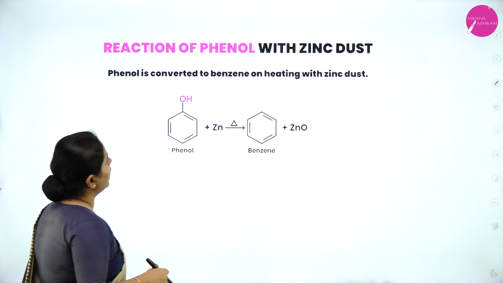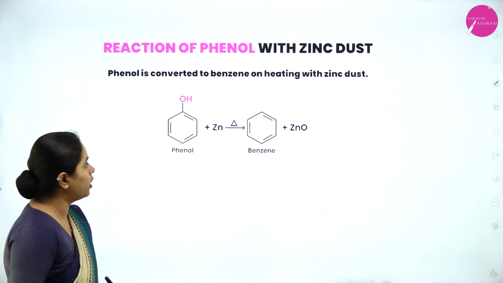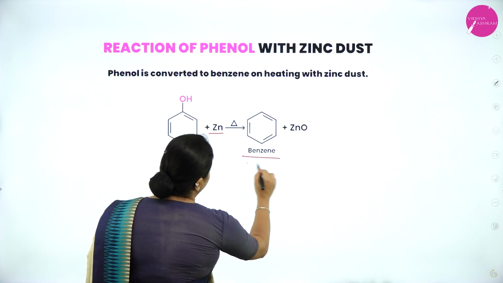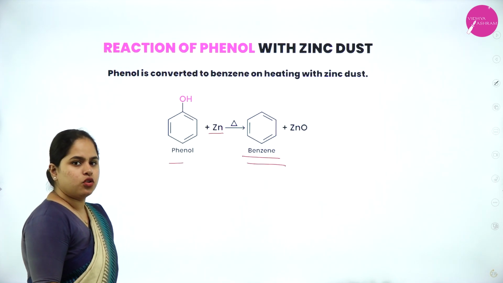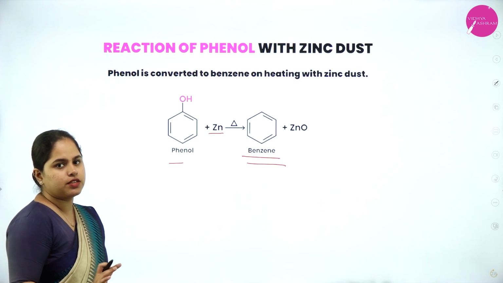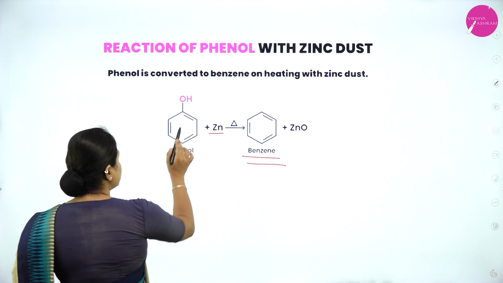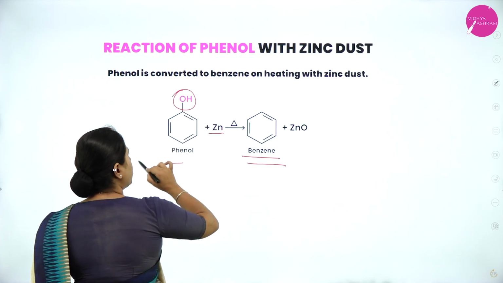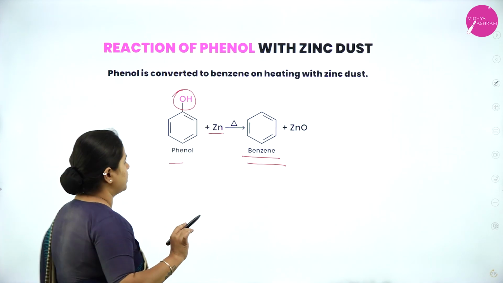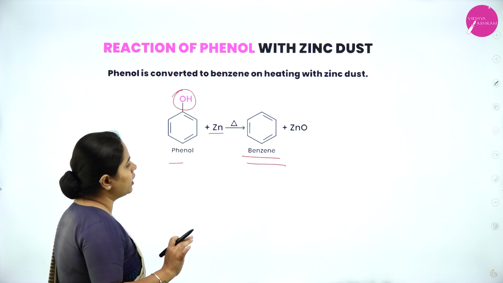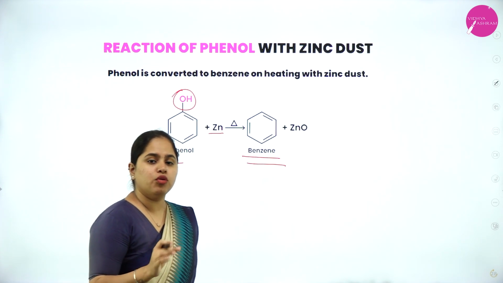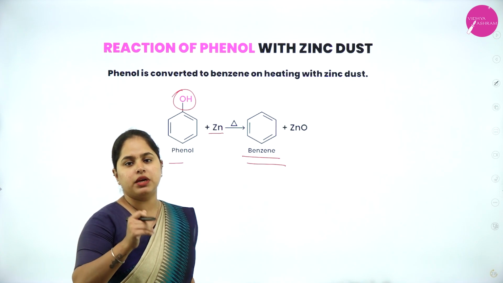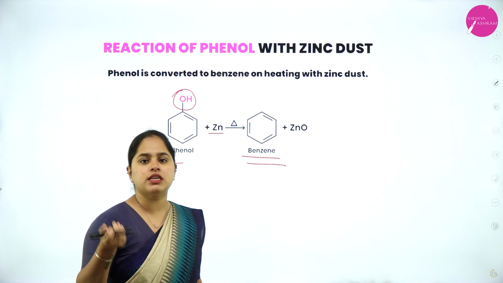The next one is a reaction of phenol with zinc dust. So phenol when it reacts with zinc dust, what happens? You get benzene and zinc oxide. So this is a very simple reaction as well as a very important reaction. Nothing is going to happen to the double bonds. Only this hydroxyl group will be removed. That's it. So what you are going to get? Benzene will be obtained. So if the question is how you can obtain benzene from phenol, by reacting it with zinc dust.